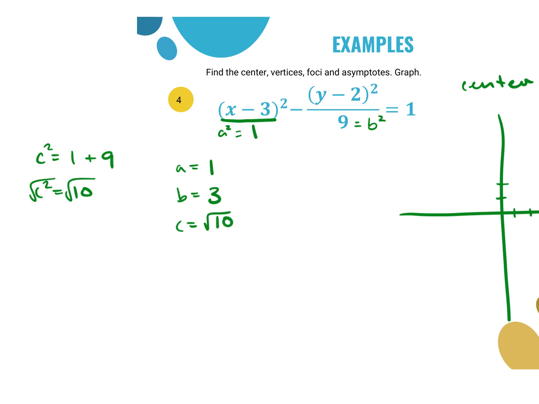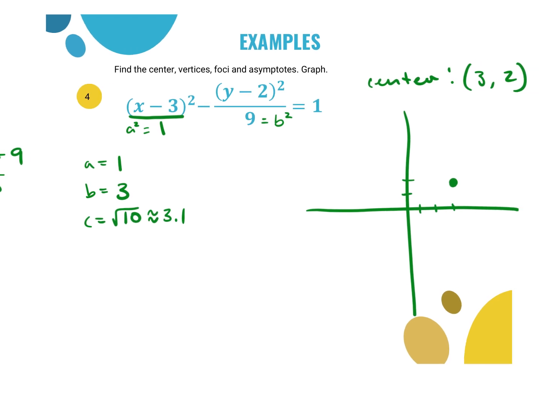We can't simplify the square root of 10, but let's approximate it so we know where to put our foci. Square root of 10 is just a little bit more than the square root of 9. So we could call this 3.1-ish. If you wanted to call it 3.5, doesn't really matter. We just know that it's going to be a little bit more than 3.